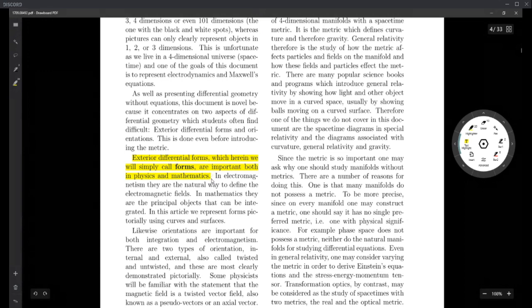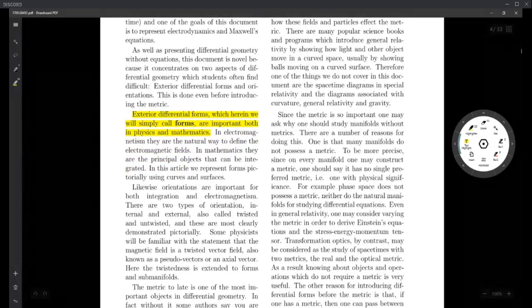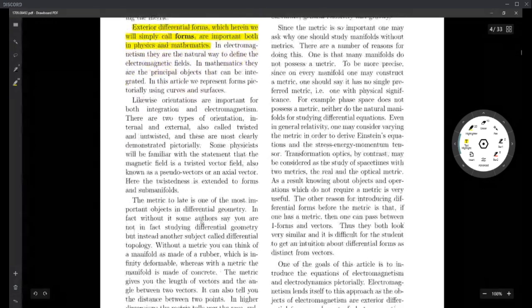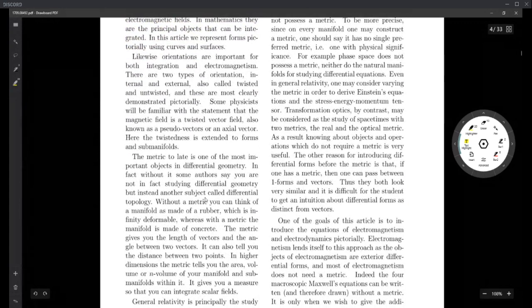those. Electromagnetism, you could use it to define electromagnetic fields, or you could even use them as objects that can be integrated in mathematics. But we'll stick more to the physics side of this. And yeah, right here we have the metric is quite important to define differential geometry because, as mentioned right here, you wouldn't understand it entirely as long as you get into it. Otherwise, you might as well call it differential topology.